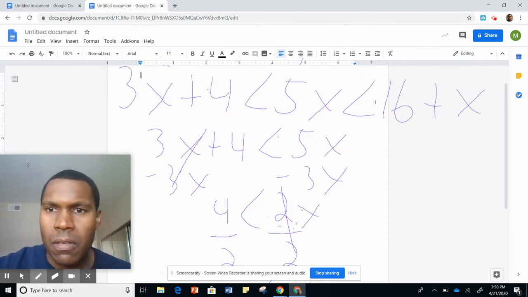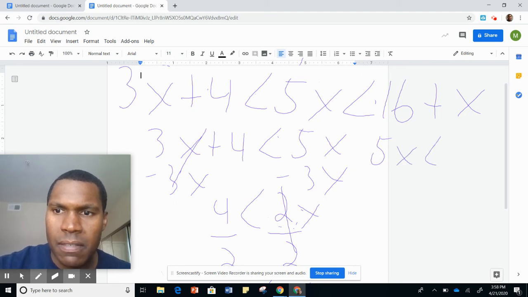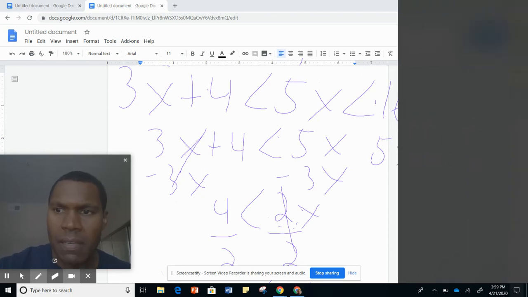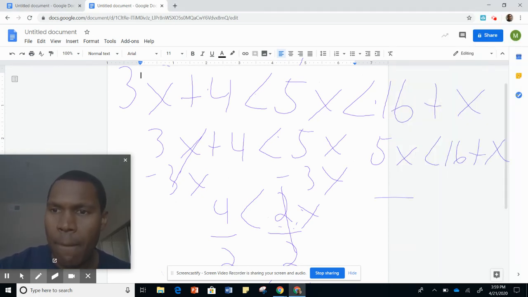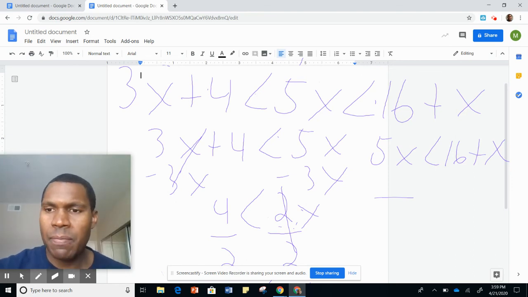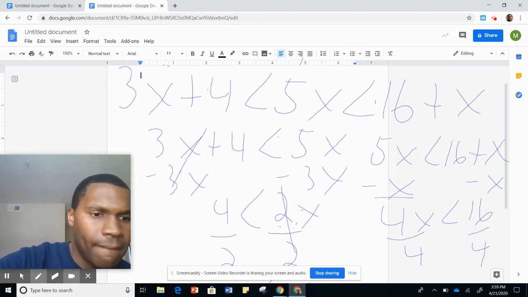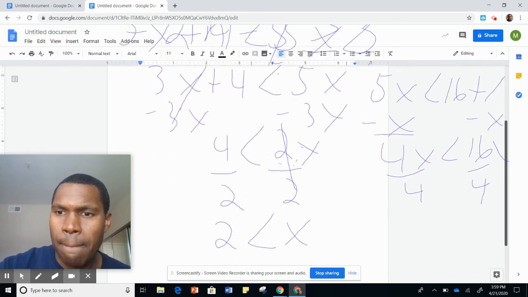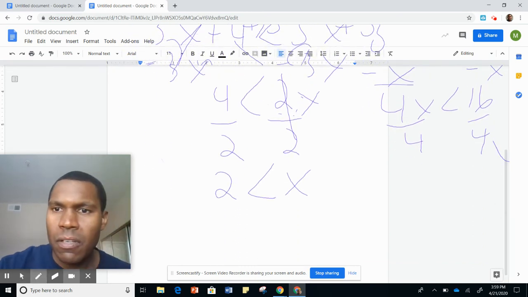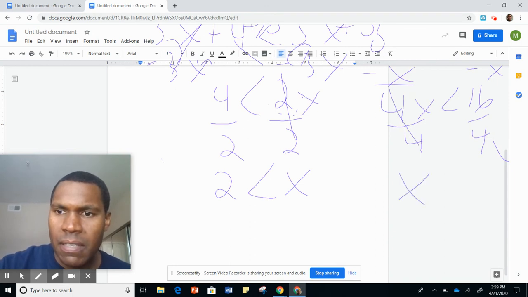Okay, so 5x is less than 16 plus x. In this case, same thing applies. We need the x by itself, so we're going to subtract x from both sides. 5x minus x is 4x, is less than 16. Divide by 4, divide by 4. So 4's cancel. x is less than 16 divided by 4, which is 4.